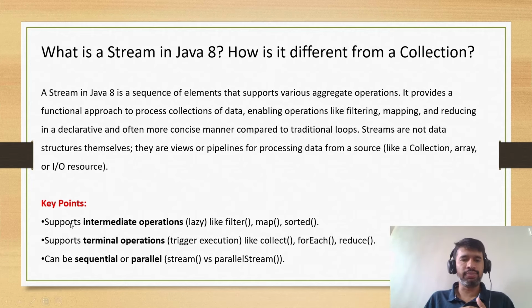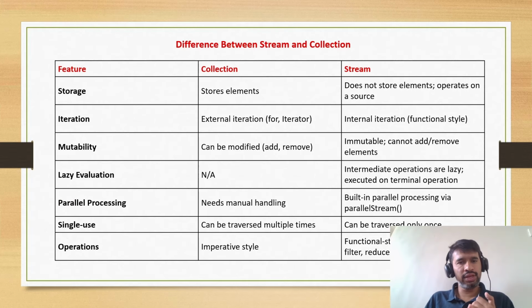So the key points are it supports intermediate operations and terminal operations. Streams can be sequential or parallel also. So this is about streams. Now let's understand how it is different from the collection. Stream is not a data structure, so it will not store any data. Collection stores the elements.